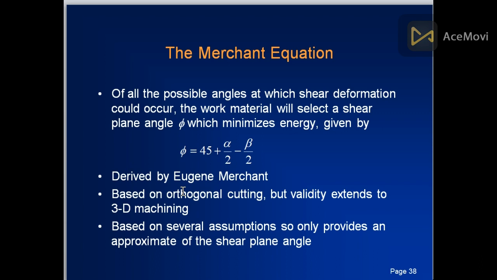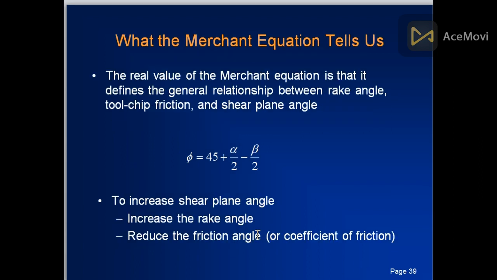This is derived by Merchant based on orthogonal cutting but valid for 3D machining, and it is based on some assumptions, so it is an approximation, not exact. What does the Merchant equation tell us? It gives a general relationship between rake angle, tool-chip friction and shear plane angle.